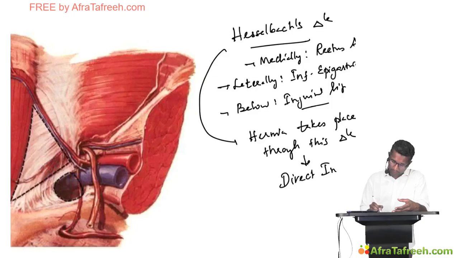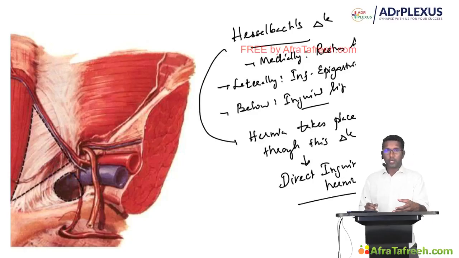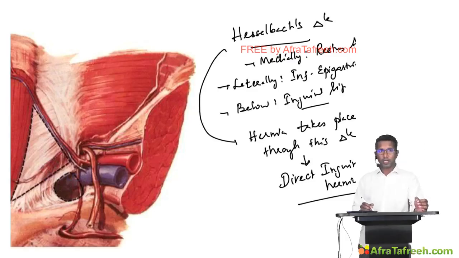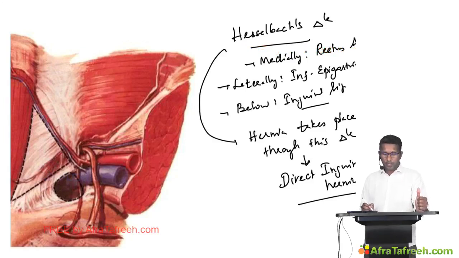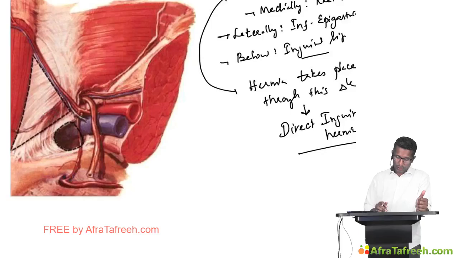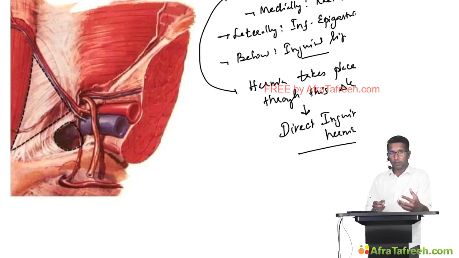So that hernia is called what? This is called a direct inguinal hernia. If a hernia occurs through Hesselbach's triangle, then that hernia is called a direct inguinal hernia. On the contrary, if the hernia occurs through the inguinal canal, how can it occur through the inguinal canal? Through the deep ring.